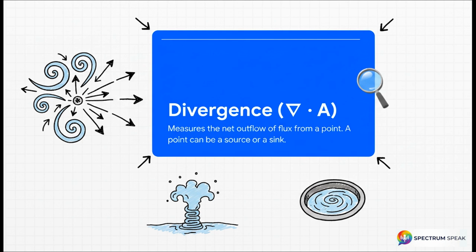This tool is the divergence. And what it does is tell you if a point is a source, where the field is exploding outwards, or a sink, where it's all collapsing inwards. So positive divergence is kind of like a spring bubbling up from the ground. Negative divergence, that's water going straight down a drain.